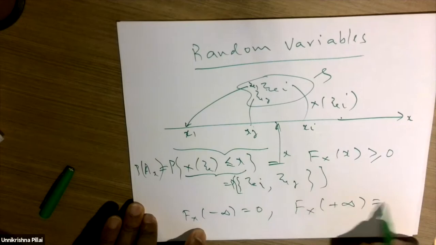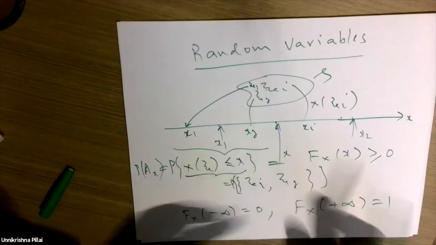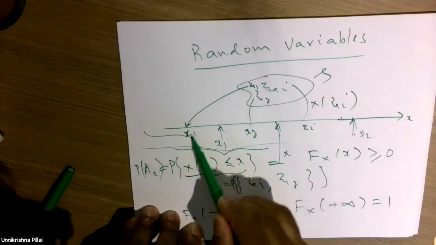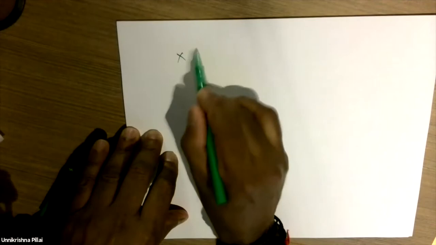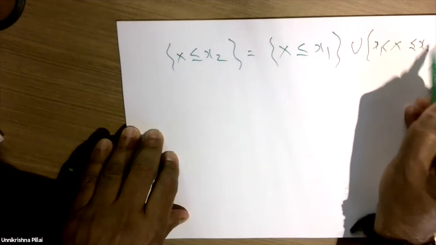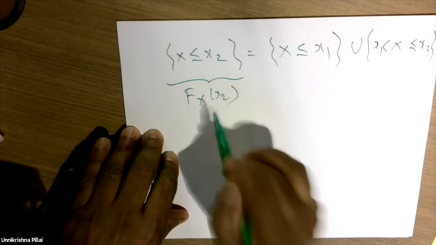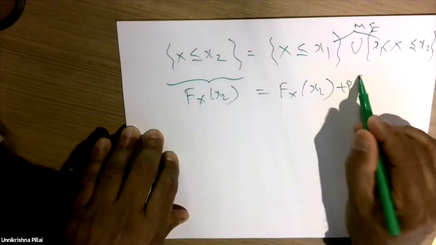And we also saw that if you pick up an x1 here and an x2 here, in other words, x2 greater than x1, then the set of all outcomes which has been mapped before x2 is the set of all outcomes mapped before x1 and something. I went through this last time in detail, so we can see that the probability of x less than x2, the set of all outcomes, is x less than x1 union with x being between x1 and x2. So this is the distribution function at x2. This is the distribution function at x1. And remember, these two are disjoint or mutually exclusive. So the probability is the sum of the probabilities. So this is the probability of x between x1 and x2.